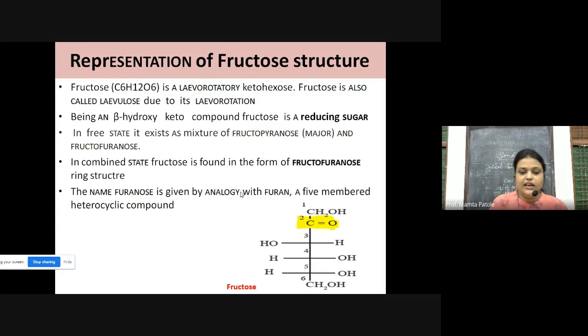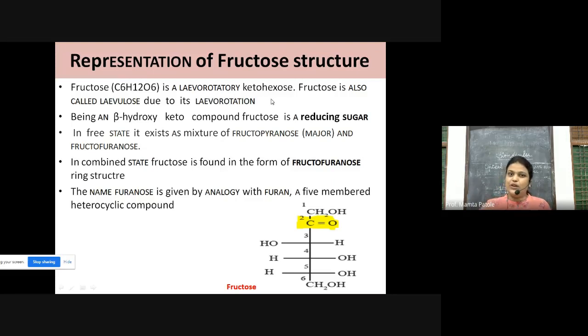So today we'll learn about the last structure, that is yet another carbohydrate structure, which is fructose. So we'll see the structure of fructose after learning glucose now. So the representation of fructose structure. The molecular formula is the same, but the structural representation here is different, because glucose had an aldehyde group and fructose has a ketonic group present. See, the molecular formula is C6H12O6 and it is a levorotatory ketohexose.